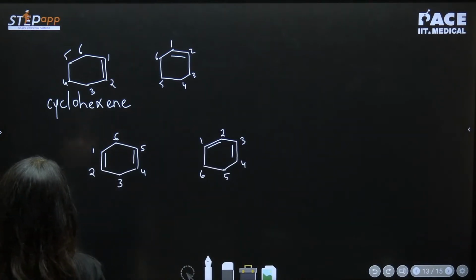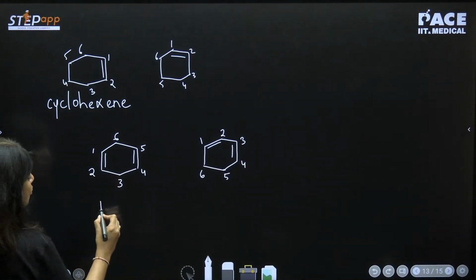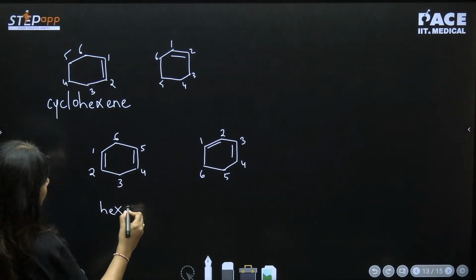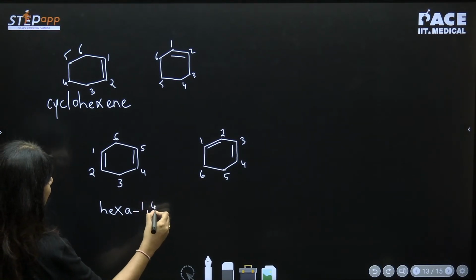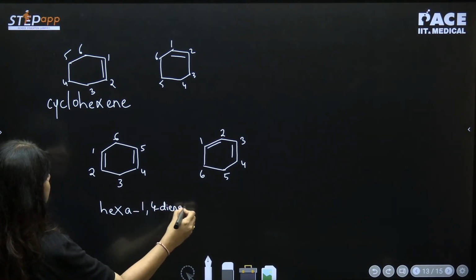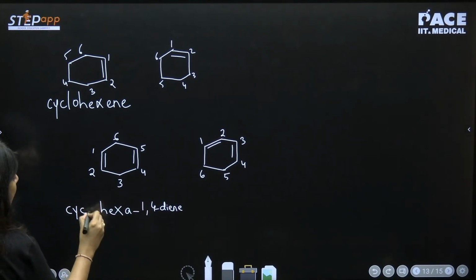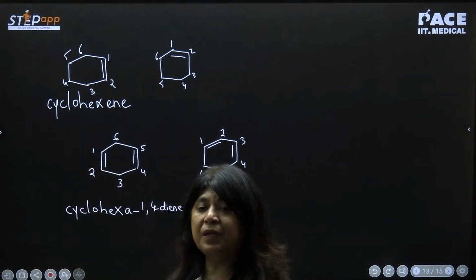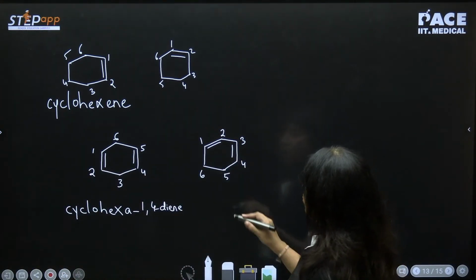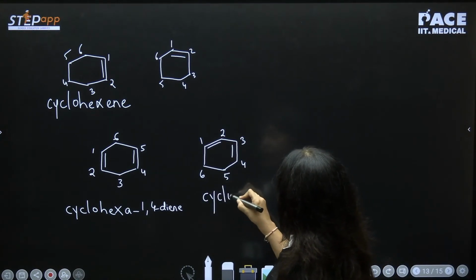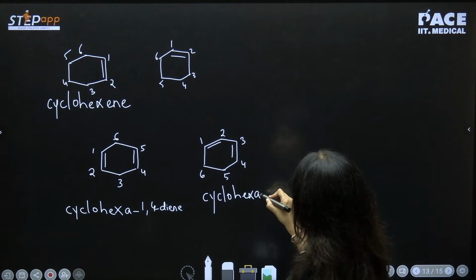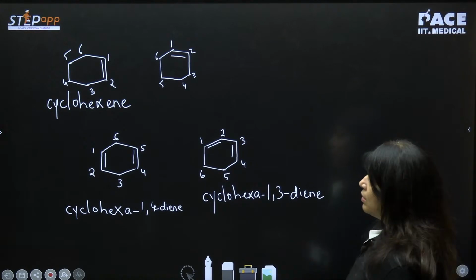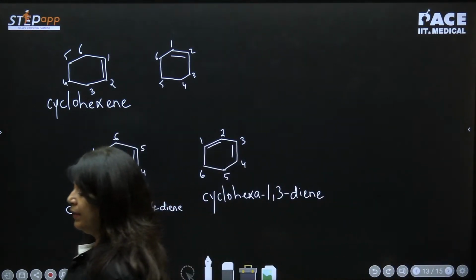So now let us name this 6 carbon. So root word is hex. Again there are two double bonds, so it is diene, hexa, 1, 4, diene. Since it is cyclic, I'm going to add the primary prefix of cyclo. Cyclohexadiene is the IUPAC name for this compound.